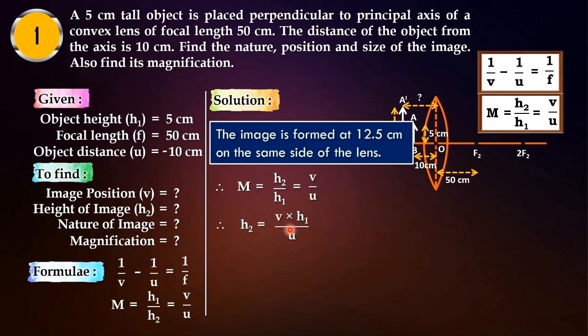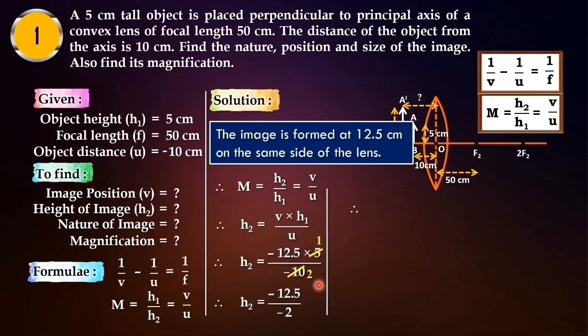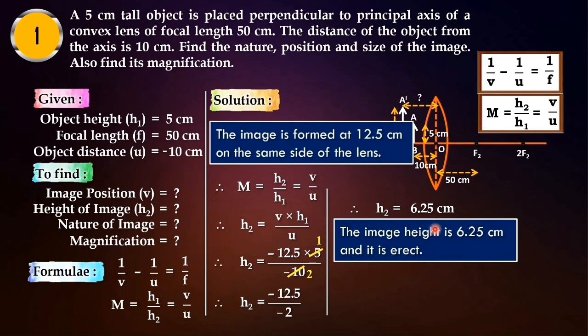Therefore h2 equal to v into h1 by u. The v value is minus 12.5, the object height is given as 5 cm and the object distance is given as minus 10. Now do the calculation. Therefore h2 equal to minus 12.5 by minus 2, which is equal to 6.25 cm. So the height of the image is 6.25 cm and it is erect.